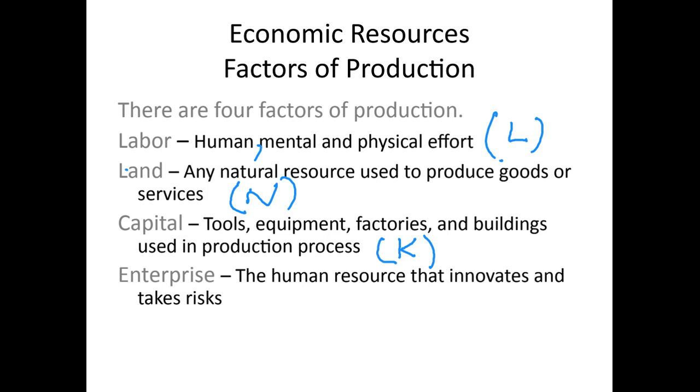But we call it enterprise here. That is the human resource that innovates and takes risks. So this is the main difference between labor and enterprise. Entrepreneurs are also workers, but they innovate and they take risks. That is the difference. Let me give you some examples of all these four factors of production.